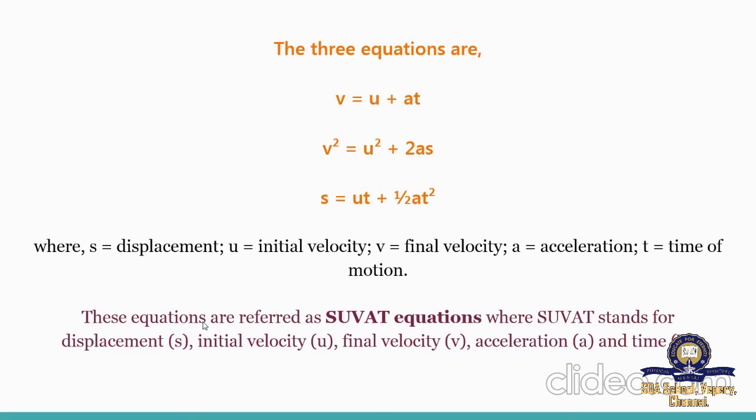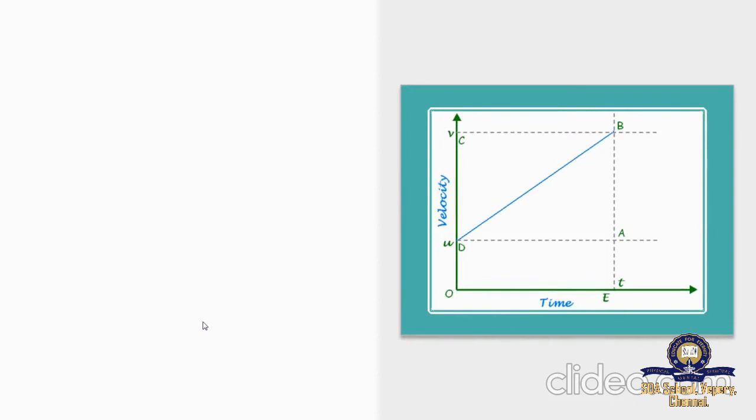So, let's quickly move on to a graph. This graph shows the change in velocity with time for a uniformly accelerated object. So here the object starts from the point D. The object starts from the point D in the graph with velocity u.